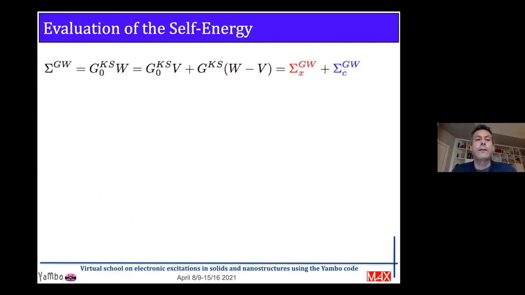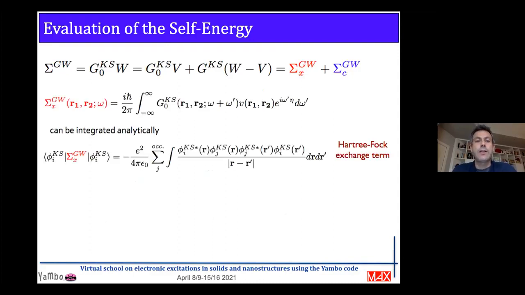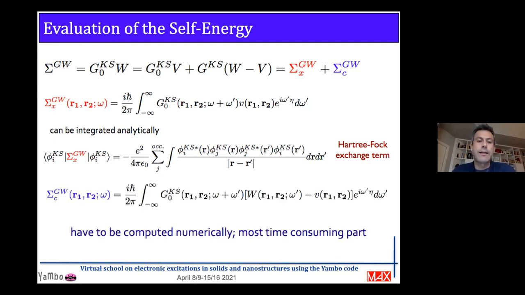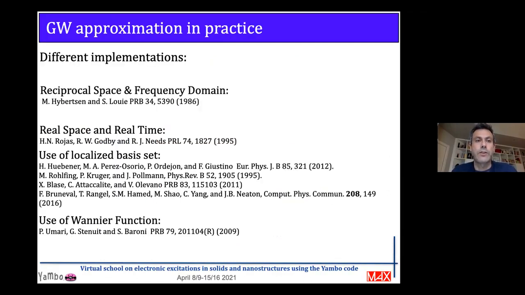So now we have our self-energy at the so-called G0W0 level. It is common practice to separate it into an exchange and a correlation part. For the exchange part, the integral in frequency can be done analytically, and we arrive exactly at a Hartree-Fock exchange term. While the correlation term has to be computed numerically, the integral in frequency is the most time-consuming part of our calculation.